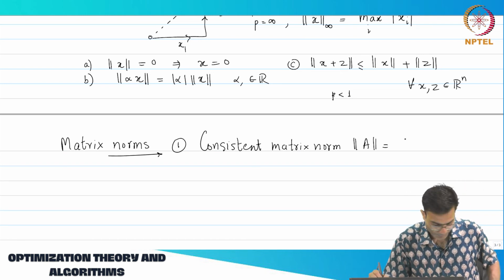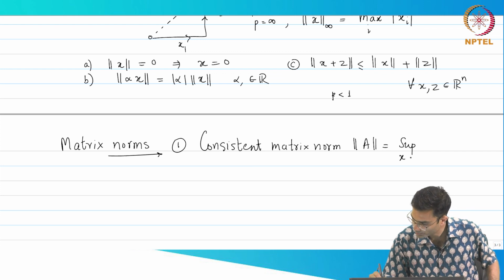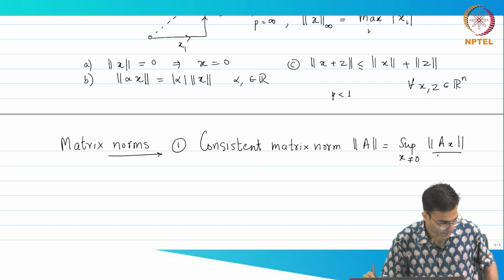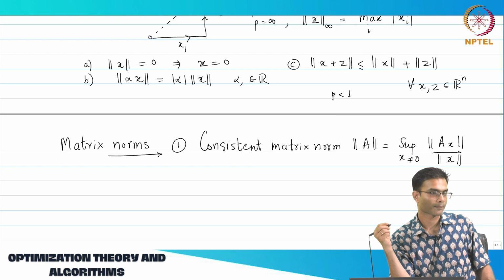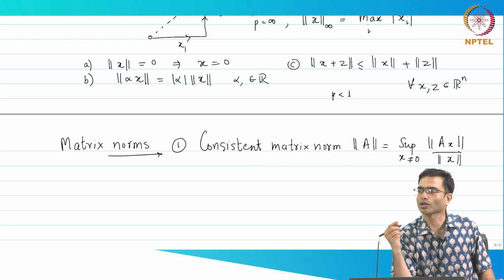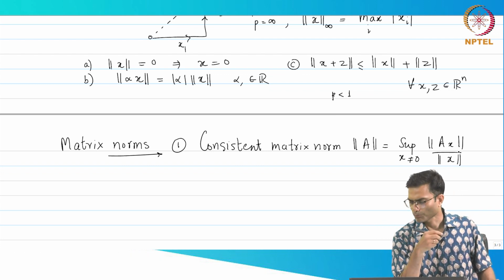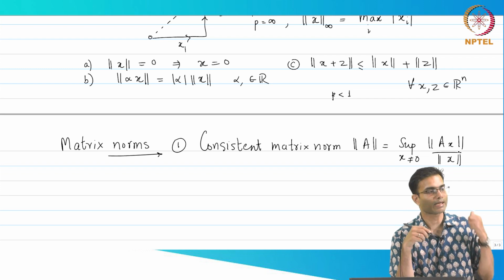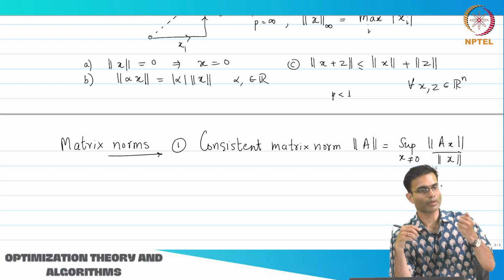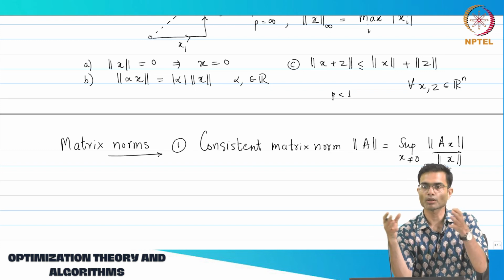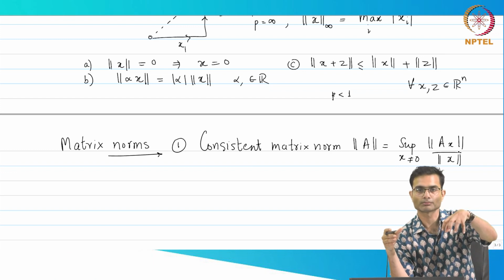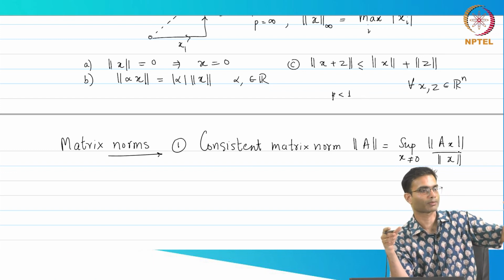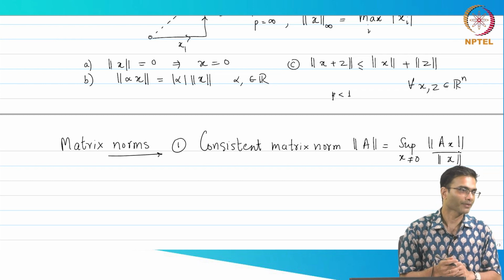So, the supremum of norm Ax divided by norm x. This is not a very intuitive looking definition, but what is it saying? It's saying that take any x you want, stick it into A, and calculate this ratio, norm Ax by norm x, and of this get the supremum. So in some sense the lowest upper bound of this, and that is defined as the matrix norm.